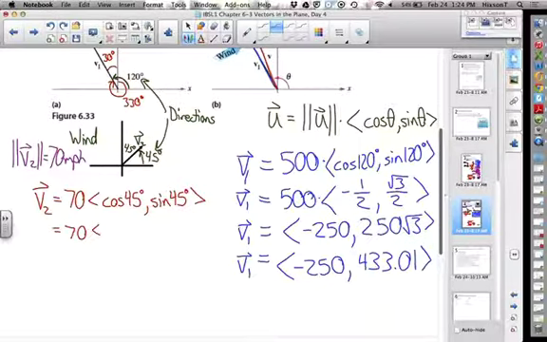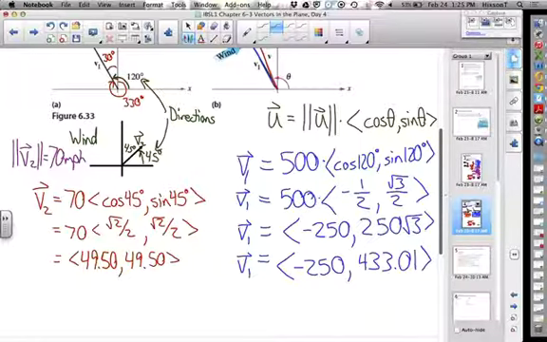What's the cosine of 45? Root 2 over 2. Good. And what's the sine of 45? Root 2 over 2. So then when you multiply, what do you end up getting? 49.497, so we'll make that 49.50.